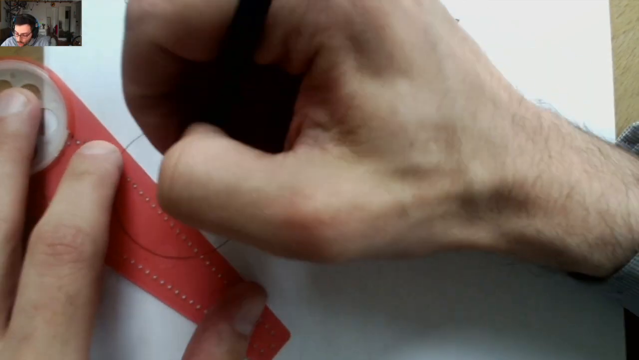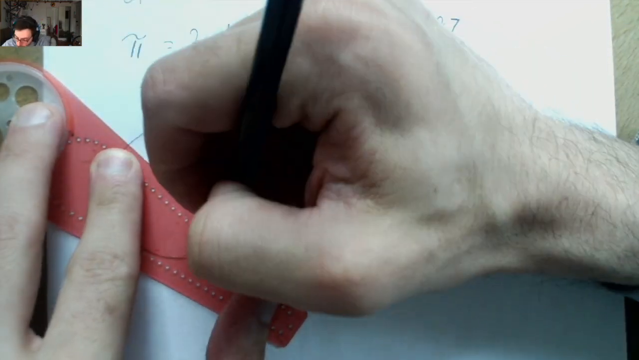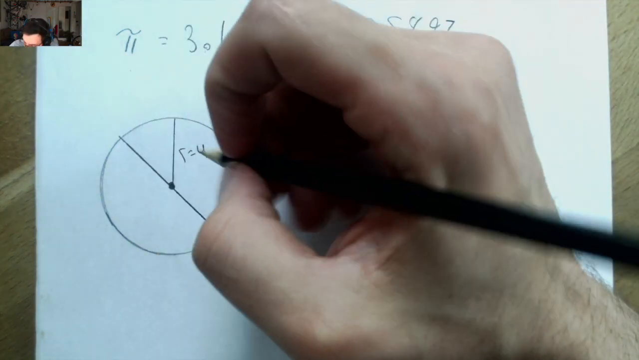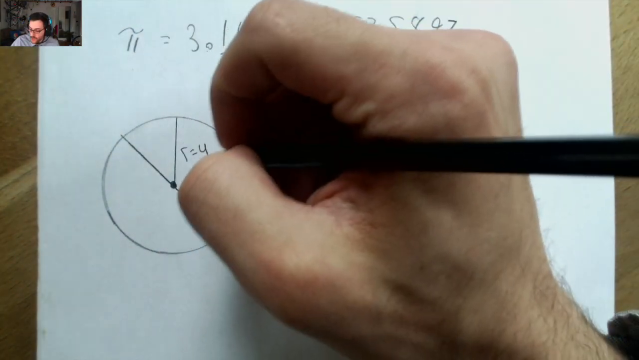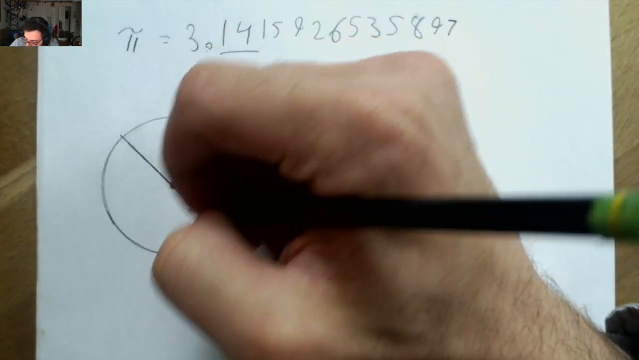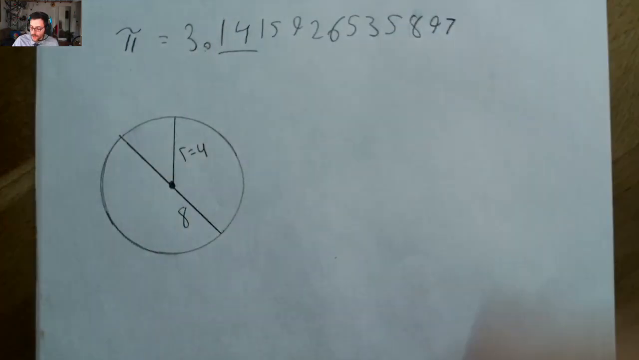If you guessed 12, you'd be wrong because our radius is just going to be half the length of our diameter. So the diameter is going to be twice the radius, so we can do 2 times 4 and get a value of 8.